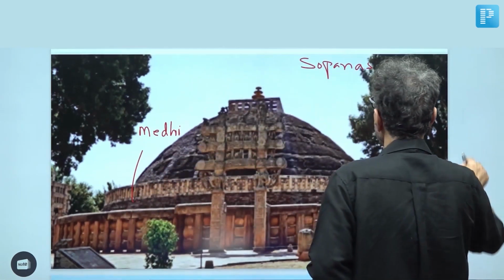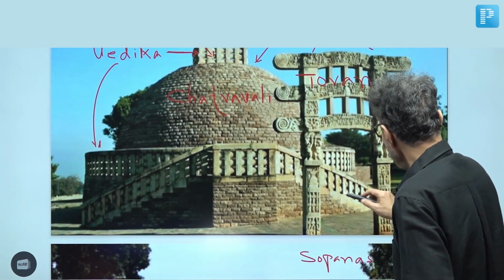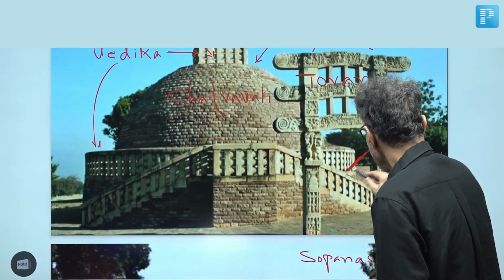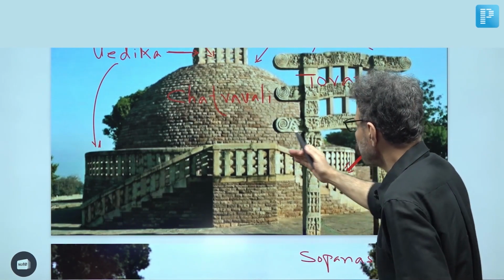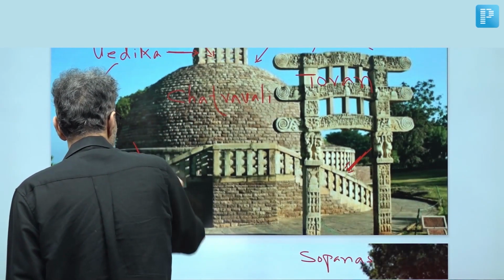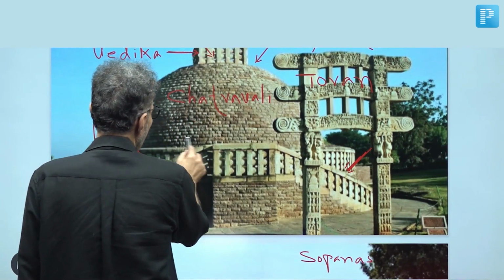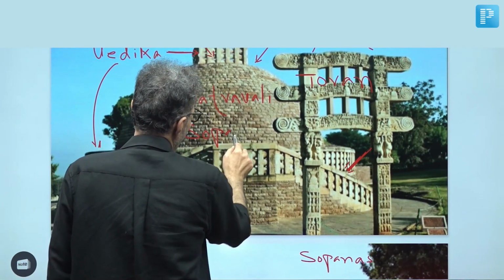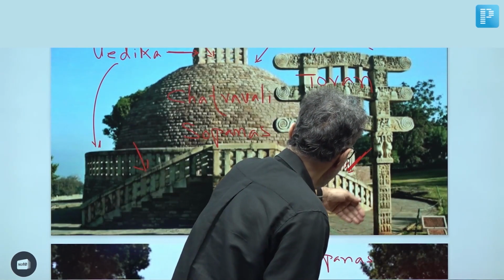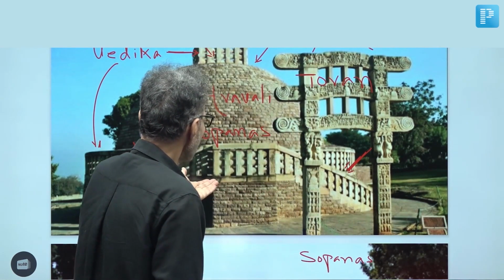Maybe that is visible in this image. I want to show you. See even this, yes, this one. This staircase to climb on. This one. This staircase to climb on. So this is what we call sopan. So climbing on the sopan, devotees reach atop the Medhi.